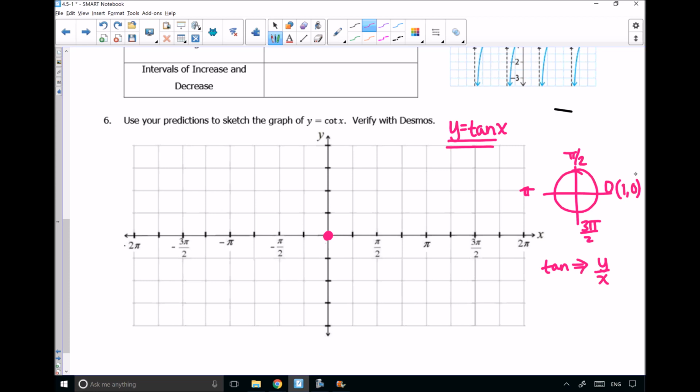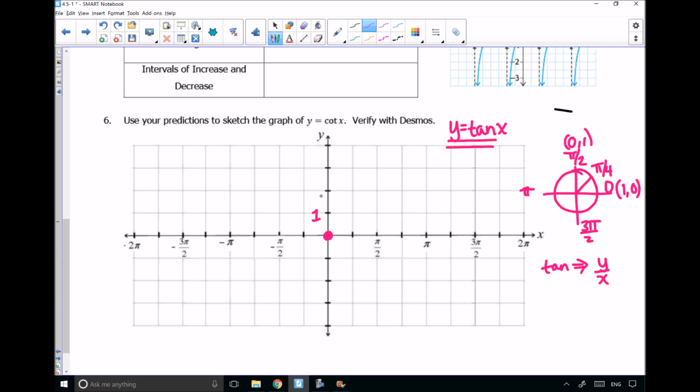Now, for pi over 2 right here, this coordinate is 0, 1. So when I do my graph, I'm going to divide 1 by 0, which is undefined, which means that I know I'm going to have a vertical asymptote at pi over 2. Okay, now where is it going to be the same? Remember, at pi over 4, the x and the y values are exactly the same.